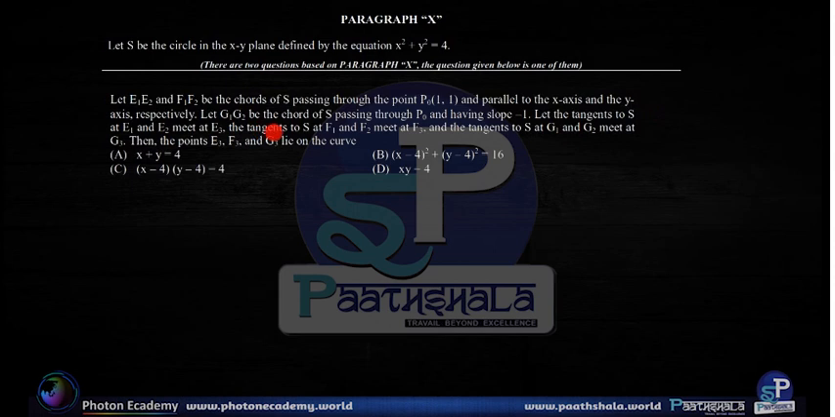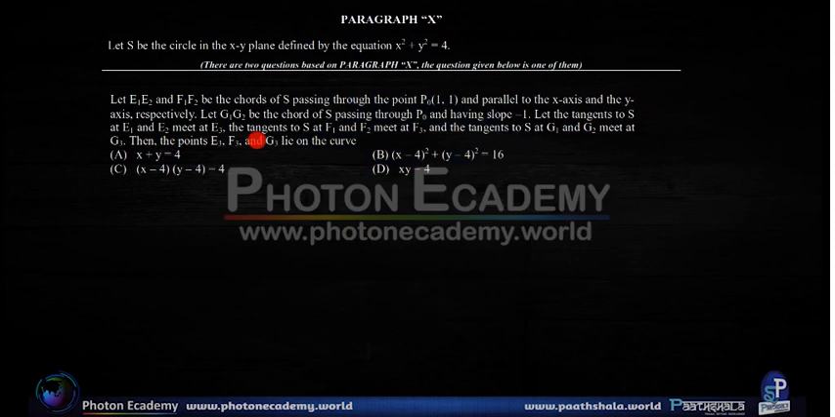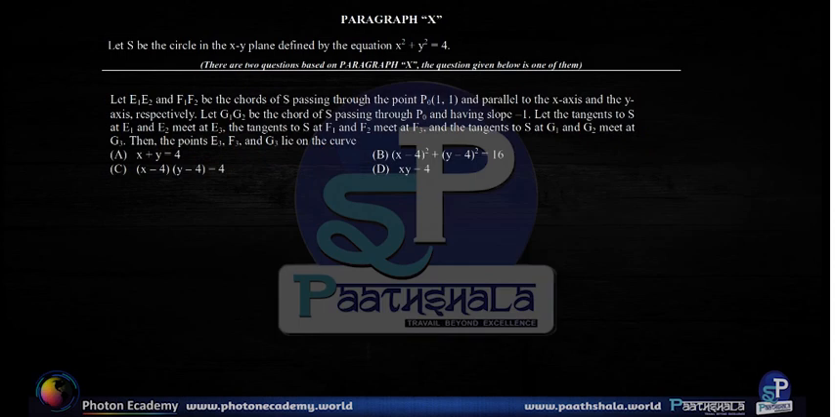Let G1, G2 be the chord of S passing through P0 and having a slope of minus 1. Let the tangents to S at E1 and E2 meet at E3 and the tangents to S at F1 and F2 meet at F3. Then the tangents to S at G1 and G2 meet at G3. Then the points E3, F3, G3 lie on the curve this.